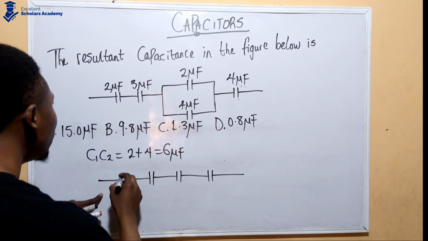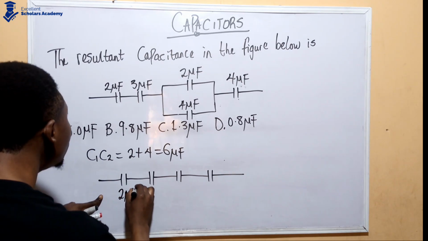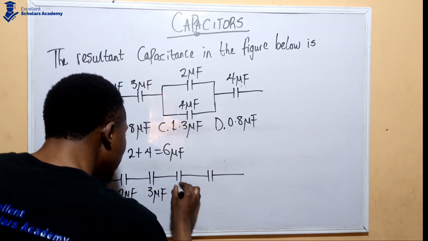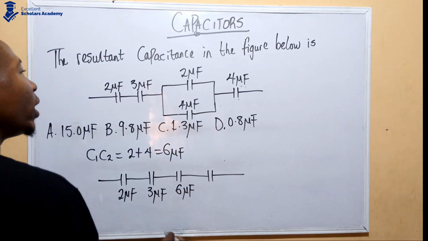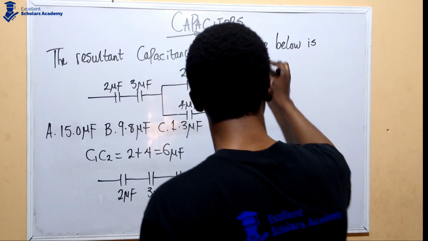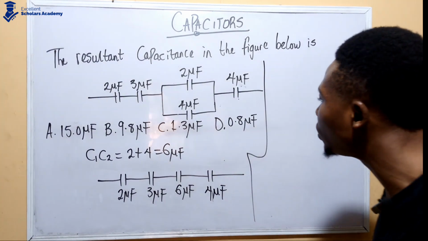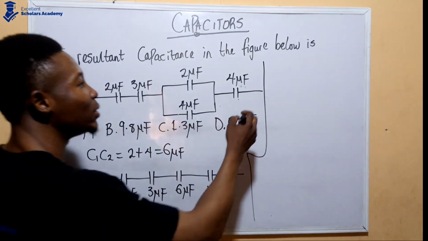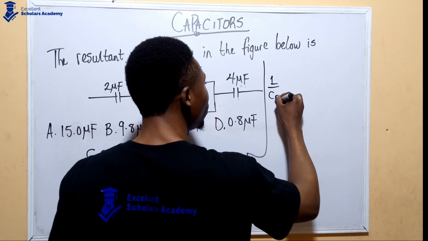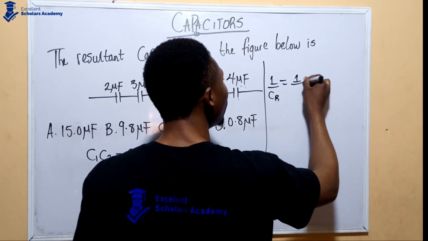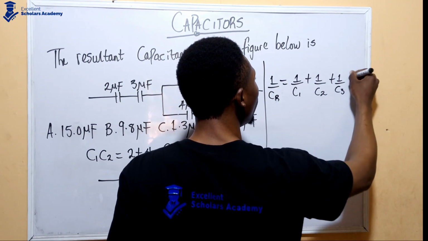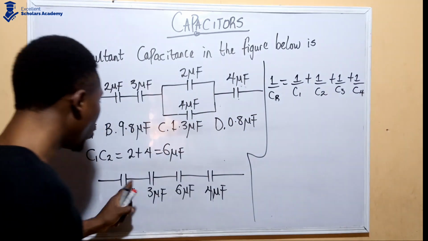So this is 2 microfarad. This is 3 microfarad. Now these two, we added them, so it became 6 microfarad. And then what else? The 4 microfarad. So now let's get the total capacitance. Now how do we do that? We follow the formula that says 1 over CR, the resultant, which is the total capacitance, is equal to 1 over C1 plus 1 over C2 plus 1 over C3 plus 1 over C4. Now we have 1, 2, 3, 4 here.